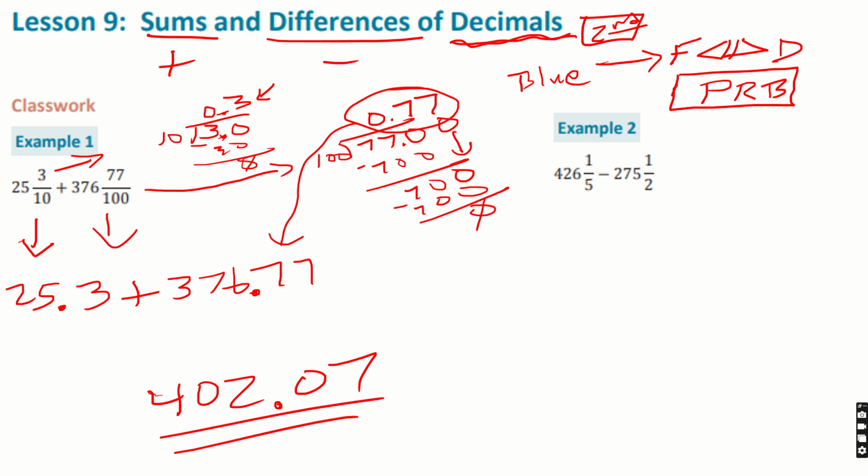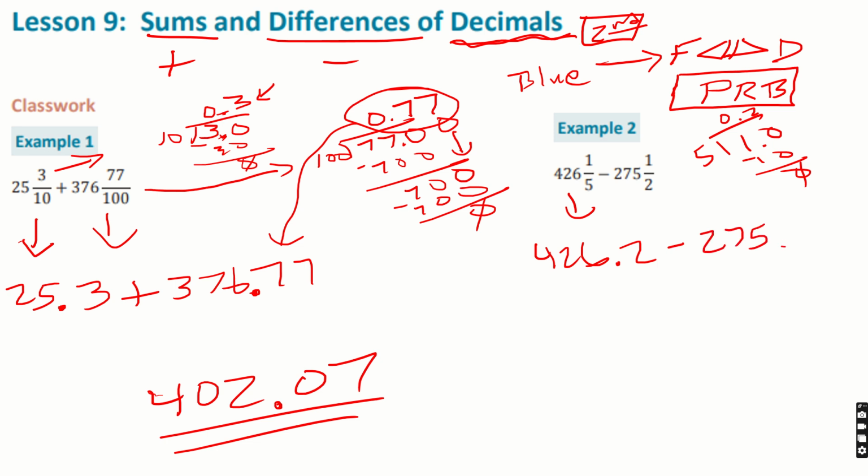Same thing is true in this case. The second example, we're just subtracting. So this becomes 426 wholes and 1/5 as a decimal. Well, it means 1 divided by 5. 5 goes into that 0 times. So put our decimal point. 5 goes into 10 2 times though. And when we subtract it, there's nothing left over, so it should be 0.2 minus 275.